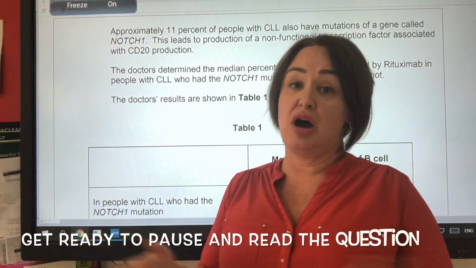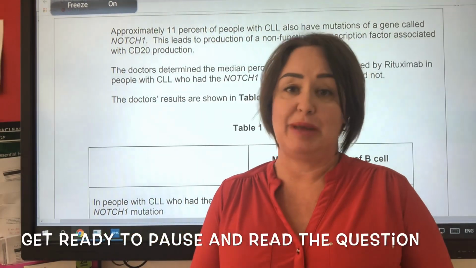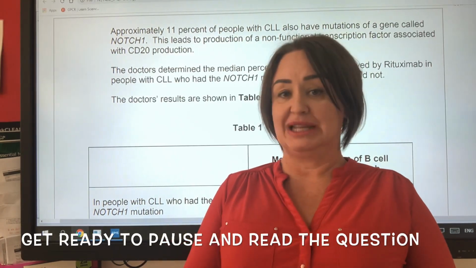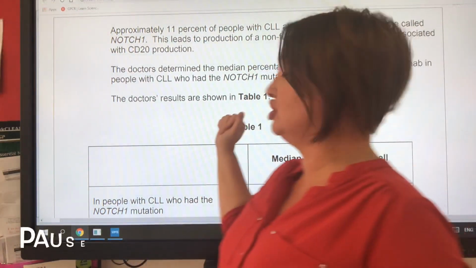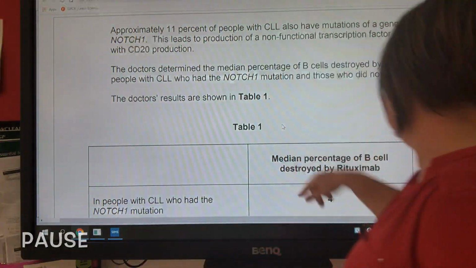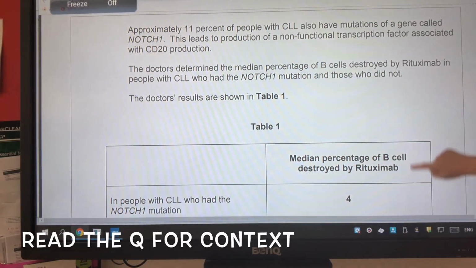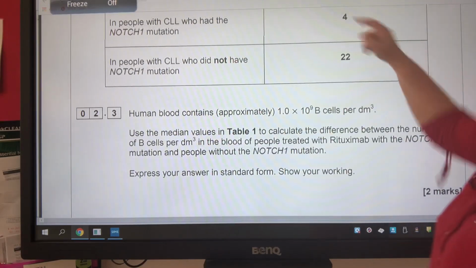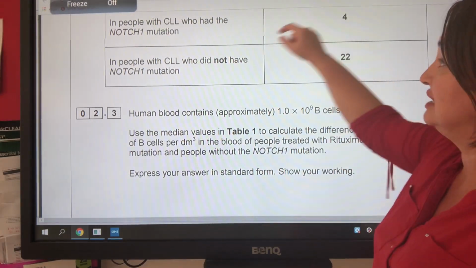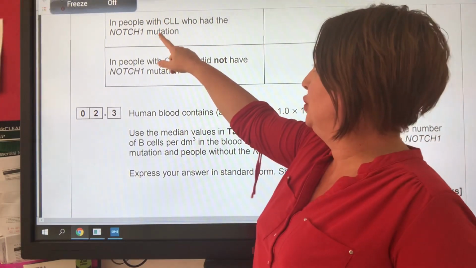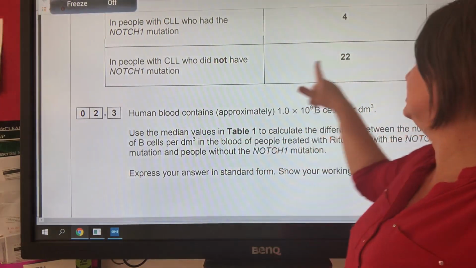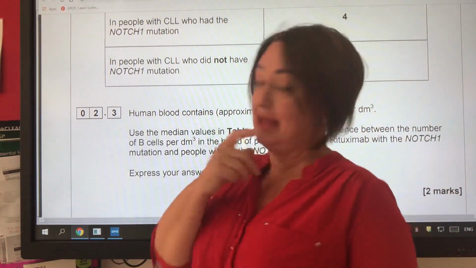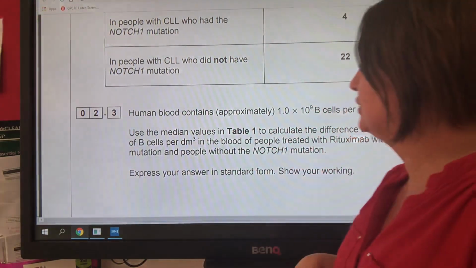Looking at the maths part of a question that appeared in an A2 paper in 2018. We're halfway through the question, but we've got all the information we need. So let's read from here. The results are shown in table 1, and this is the table here. We've got a median of 4% of people who had the Notch1 mutation and 22% of people who did not have the Notch1 mutation. Okay, they're the median percentages.